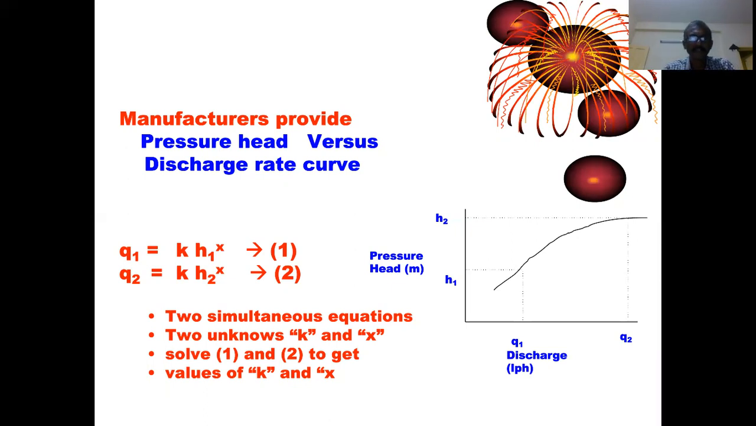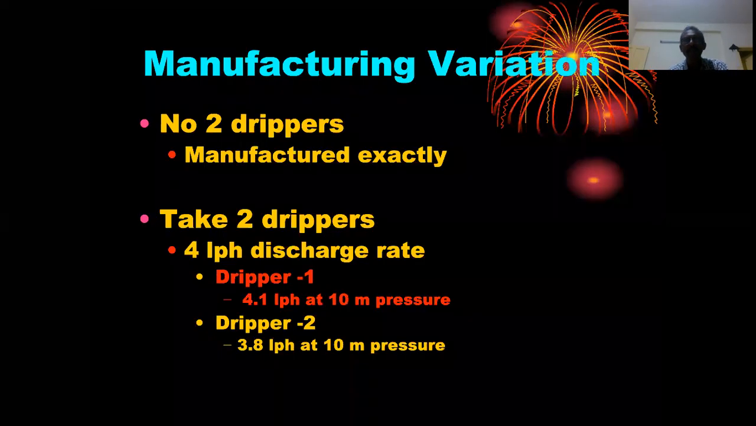So in this case, q1, q2 and h1, h2 are known, and k and x constants are unknowns. So we have two simultaneous equations and two unknowns. If we solve these two equations, then one will be able to find out k and x value. A small problem has been given in my manual, and you can look into that problem and practice it for examination.